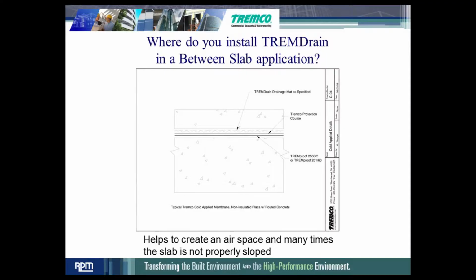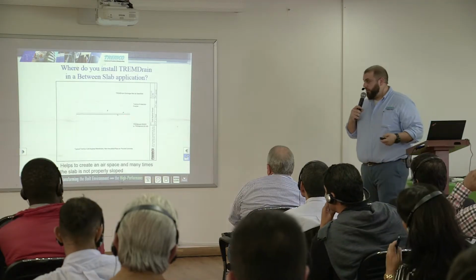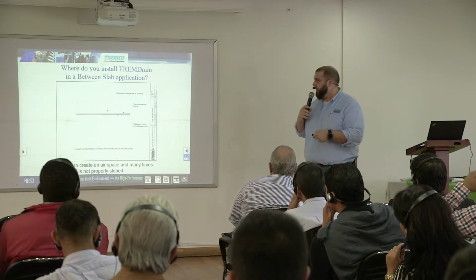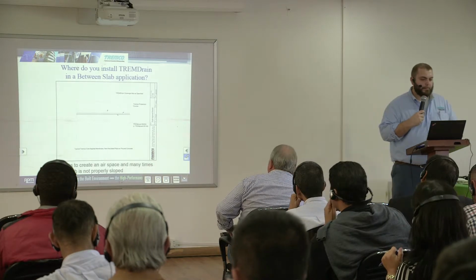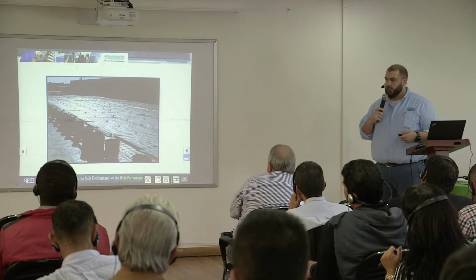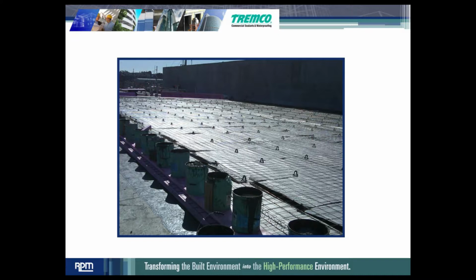In a between-slab application, you would have your structural concrete, with your membrane on your structural concrete. You would have your protection course if you deem it necessary, or you would just VE out the protection course and use the drainage as your protection course. That would be on top of the membrane, right below the topping slab. Here you can see some pictures.